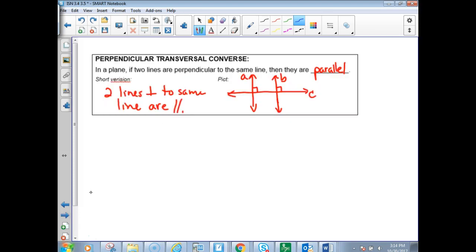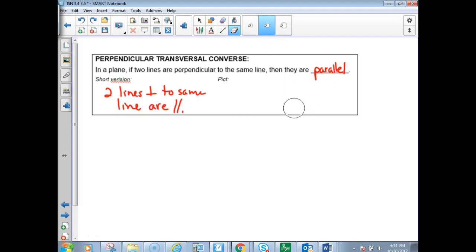And the perpendicular transversal converse. Let me help with the picture. If two lines are perpendicular to the same line, then they are parallel. Not really much of a short version, but two lines perpendicular to the same line are parallel.